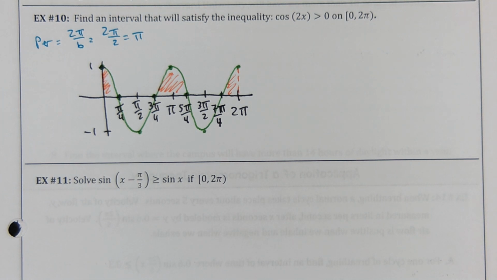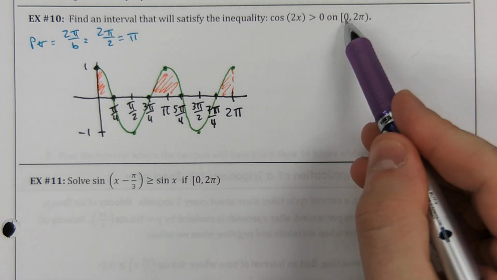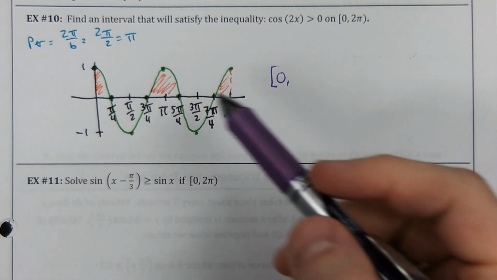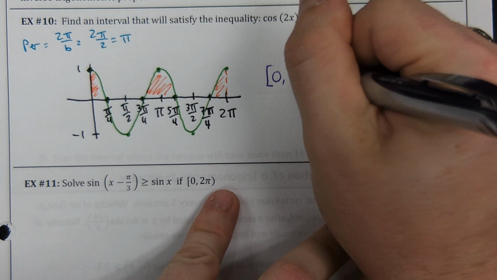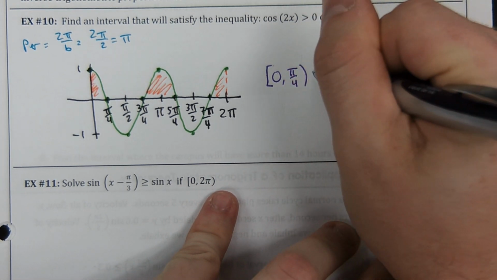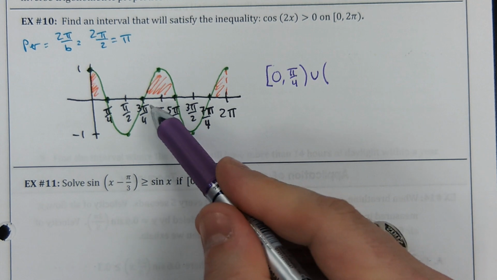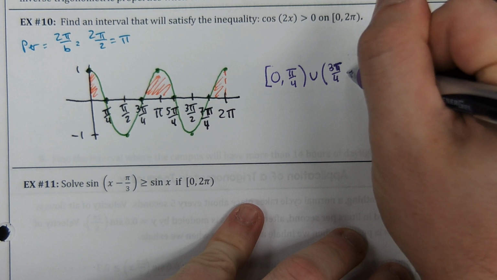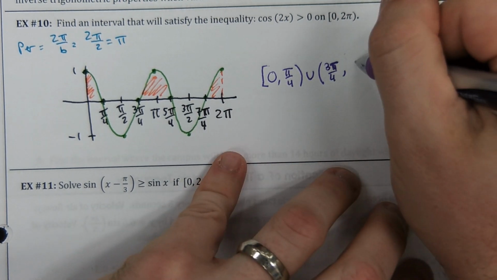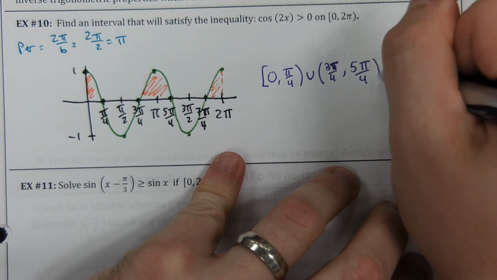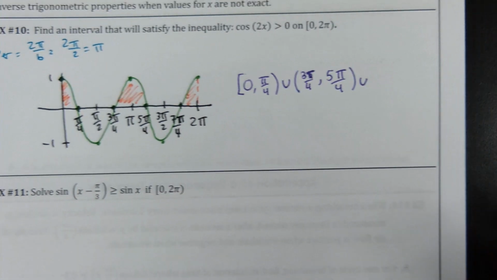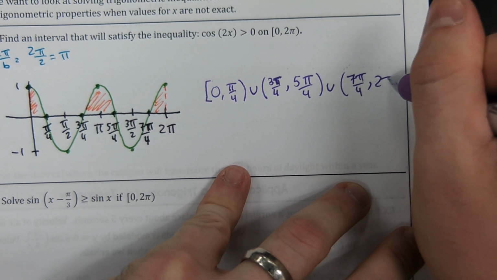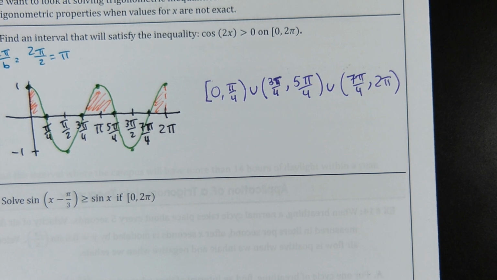So our solutions are bracket on the 0, and we stop being above the x-axis right here at pi over 4. Then we begin being above the x-axis once again at 3 pi over 4. But the fun ends at 5 pi over 4. Picks back up one more time at 7 pi over 4. And since 2 pi is not included in my domain, parenthesis.